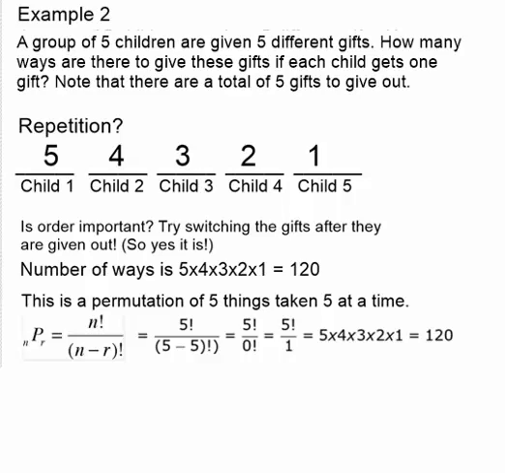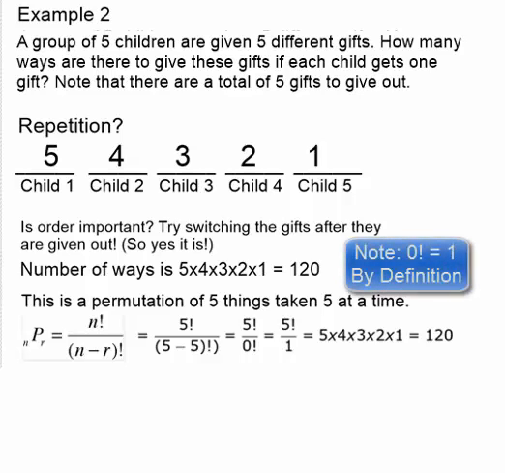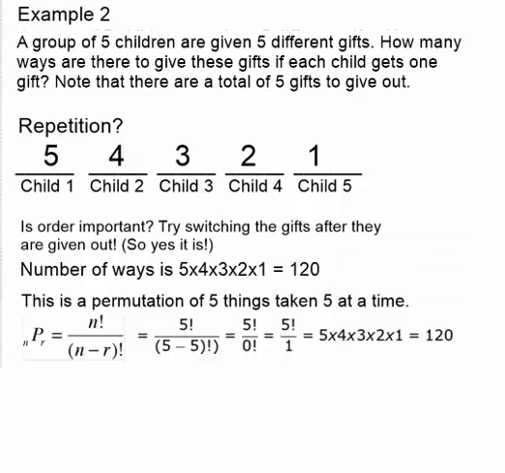This actually is a permutation. It's a permutation of 5 things taken 5 at a time. You can use the permutation formula shown here, or just reason it out with the fundamental counting principle as 5 times 4 times 3 times 2 times 1.